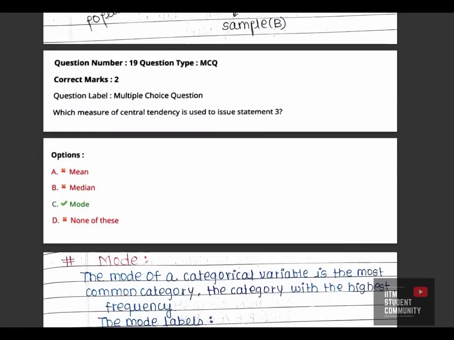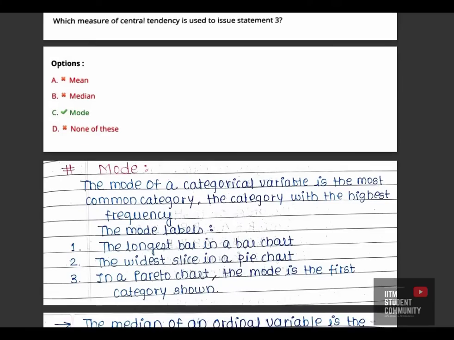Yeah, the same comprehension continues. It's for the above question. Which measure of central tendency is used to issue statement 3? Now we have been given options as mean, median and mode, that is measures of central tendency. Now we all know mean is basically average. Look for mode. Mode is the most common category, or the category with the highest frequency is called as mode.